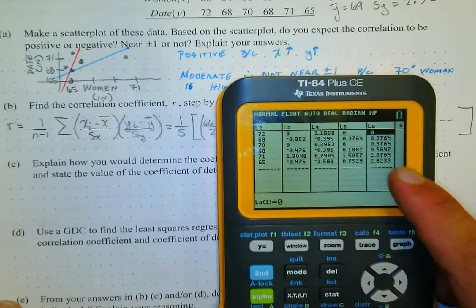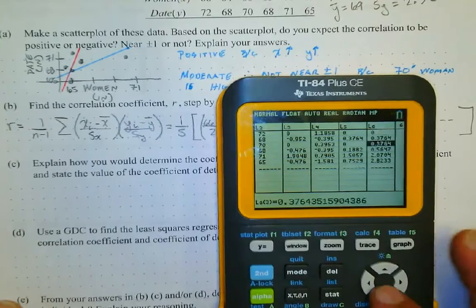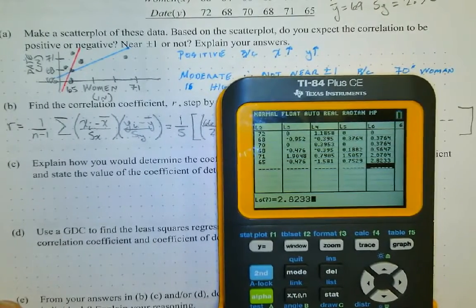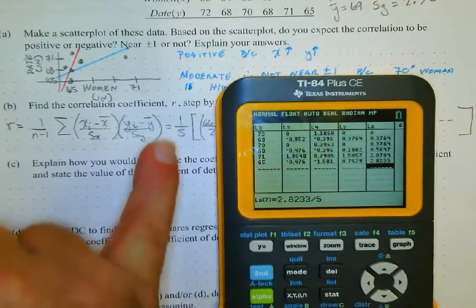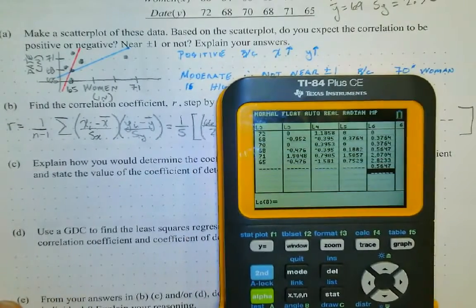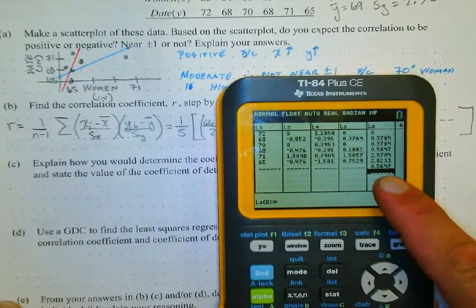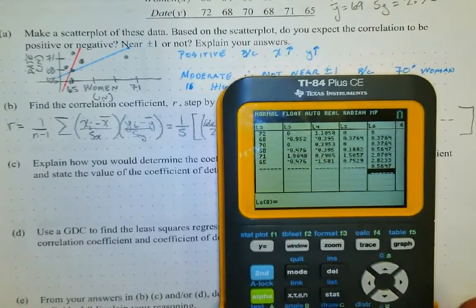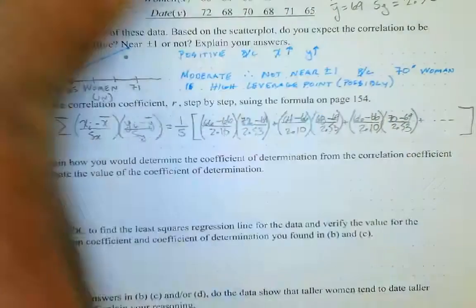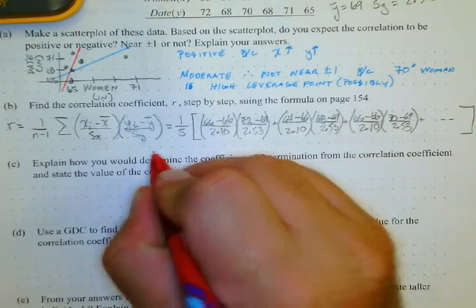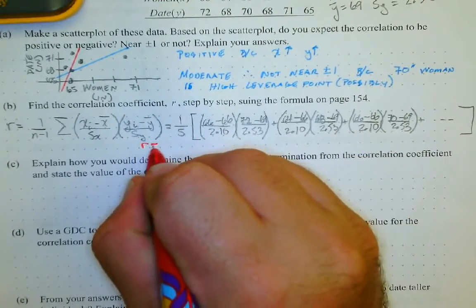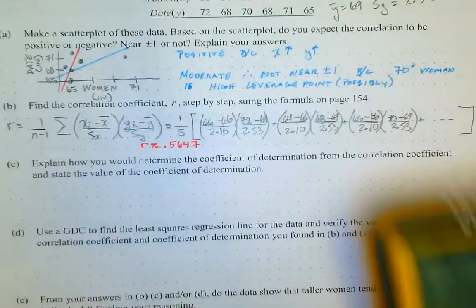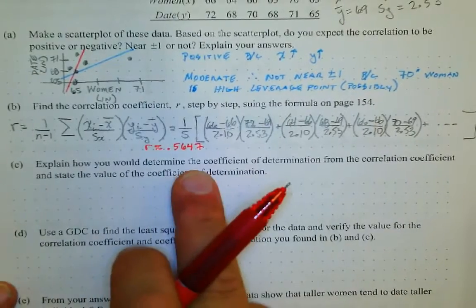Now, what I care about is the next number, 2.8233 divided by 5, because it's 1/5. And if I do that, I have about 0.5647. So my r value in this case, doing those calculations, is approximately 0.5647, which would indicate I have a moderate relationship.